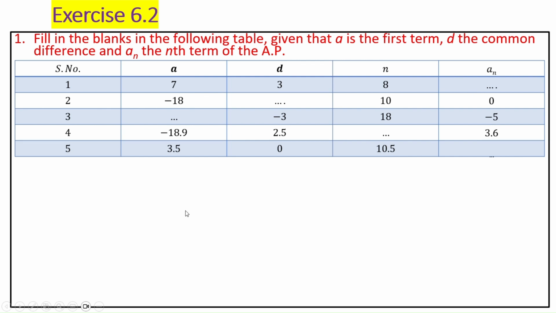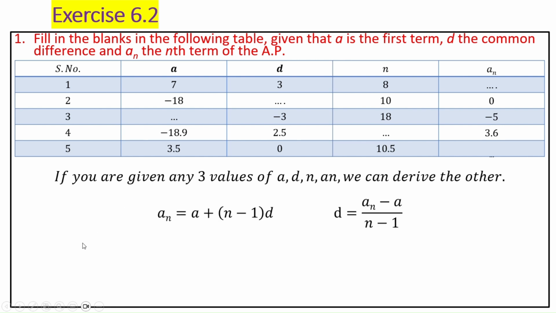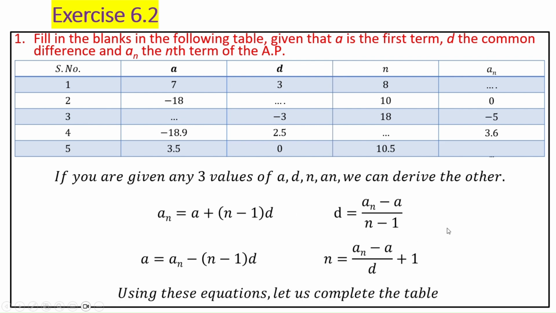So now let us write the equation which we know, the nth term equation. That is A of n equal to A plus n minus 1 into D. From this we derive the formula for each of them. D is equal to an minus A divided by n minus 1. A equal to an minus n minus 1 into D. N equal to an minus A by D, plus 1. If you write these equations here, then we can calculate the values very easily. Let's complete this table.